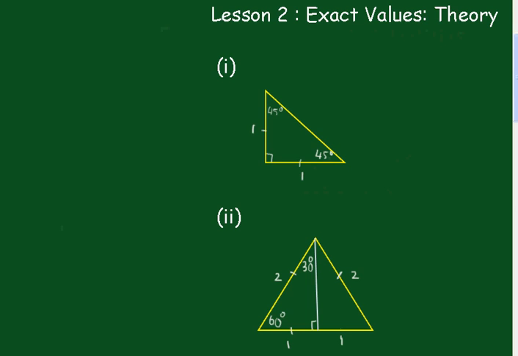Lesson 2, exact values theory. Now in part 1, we have an isosceles triangle here. Each side is 1, so these are 45 degrees.